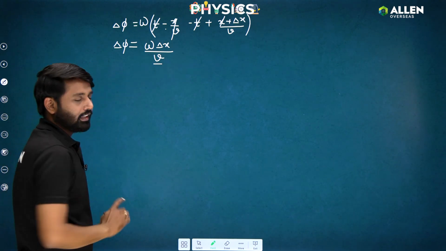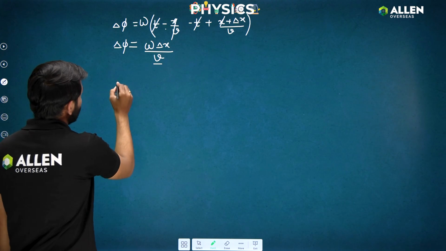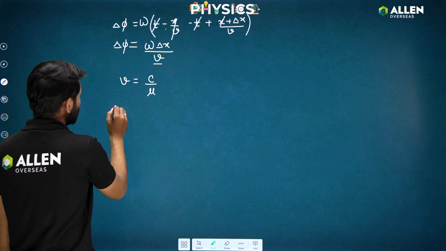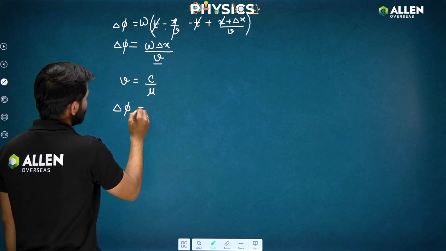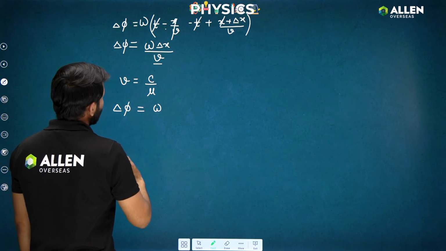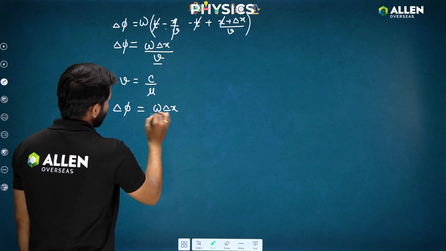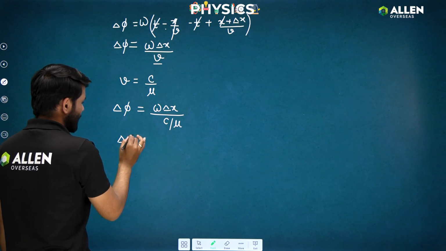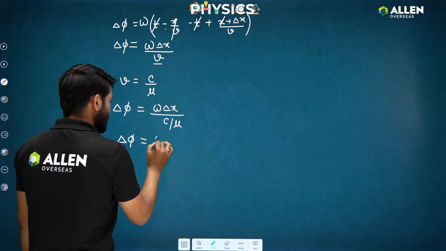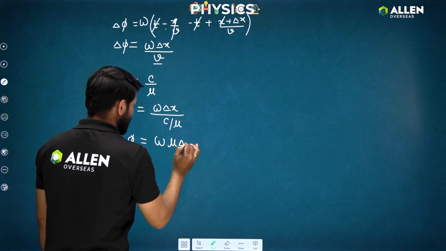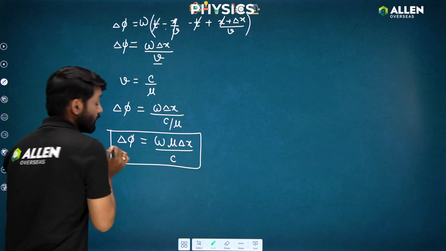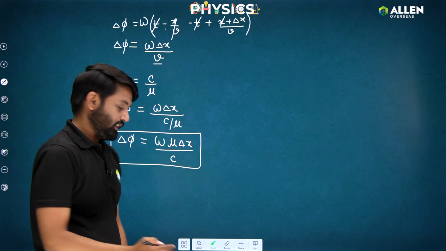This v is the speed of light in the medium. We can write the speed of light v is equal to c by mu. So we have to put the value. Our phase difference is omega delta x, and v is c by mu. So delta phi is equal to omega mu times delta x divided by c. So this is our phase difference in the medium. Is that clear?